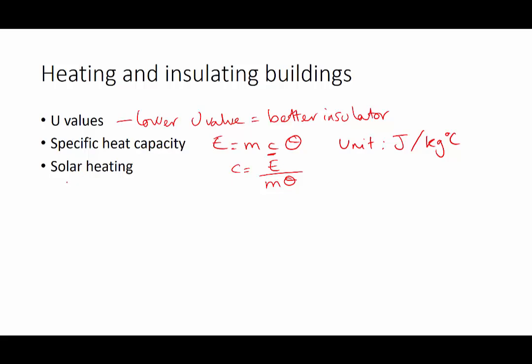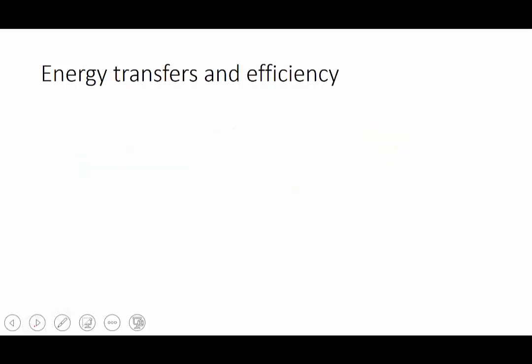Solar heating, you need to know that the sun's energy can be used to heat up water, and then that water can be used to heat buildings or provide hot water for a house, say. You should know that solar panels are painted black or have a black outer coating so that they absorb more heat energy. That water is used inside them because water has a high specific heat capacity, so it can store a lot of energy. Okay, moving on. That's the end of heat transfers.